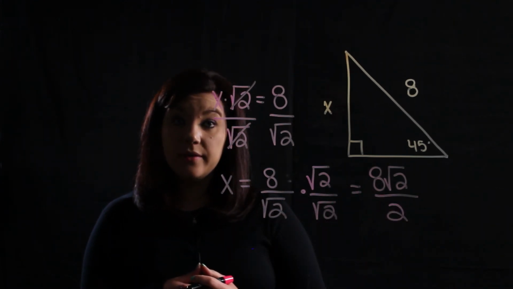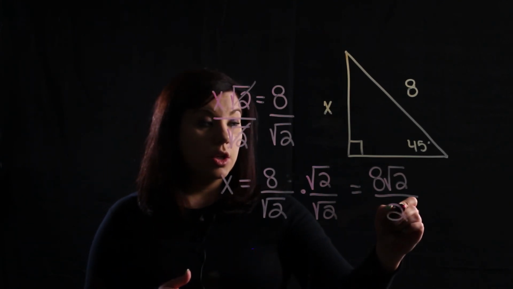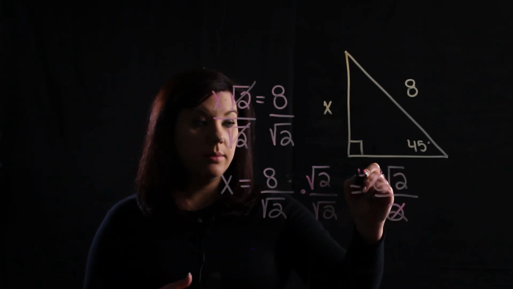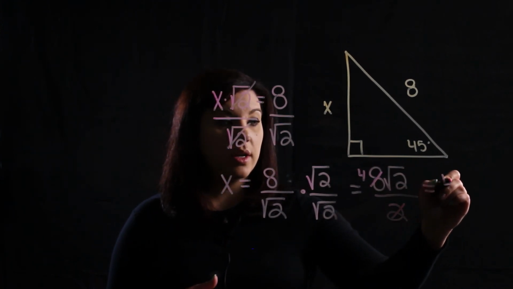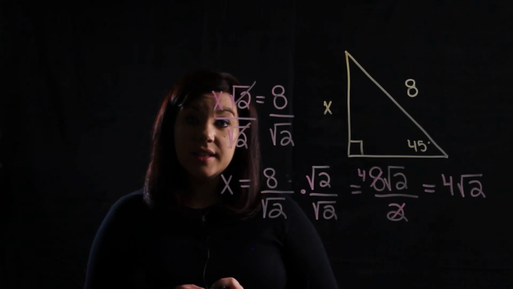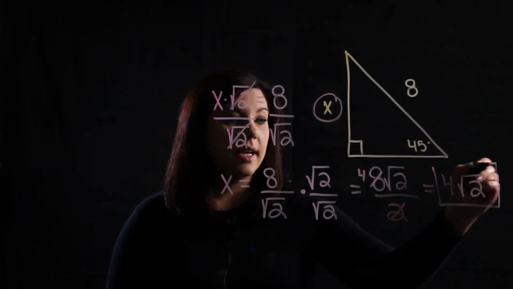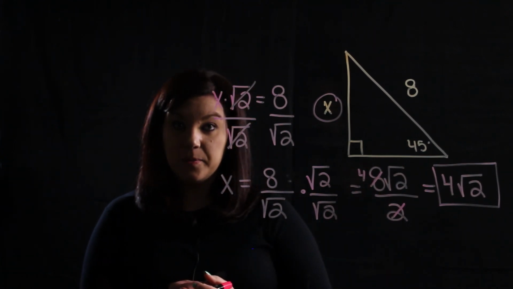Now the last step we have to do is just reduce if we can. In this case we can. 2 goes into 8 4 times. So we get 4 times the square root of 2. So that tells me that my missing side length is 4 times the square root of 2.